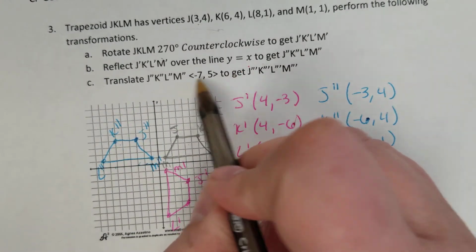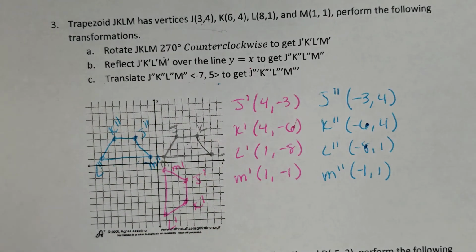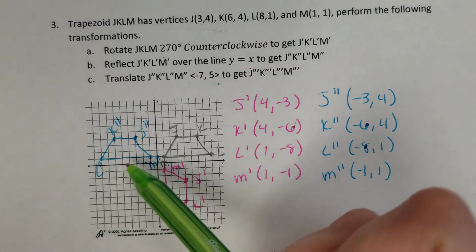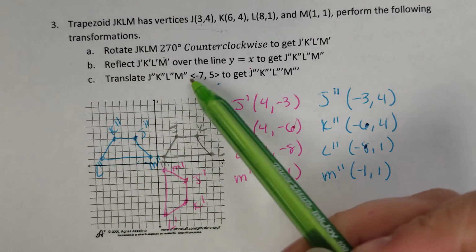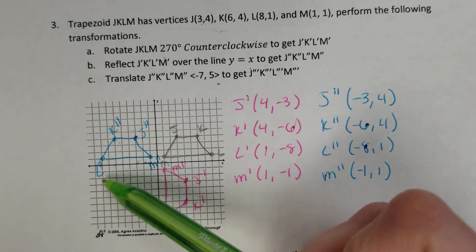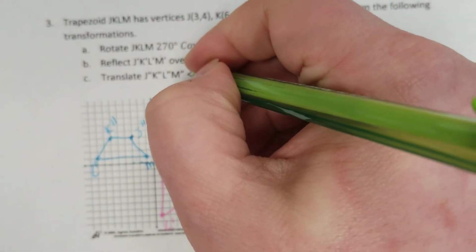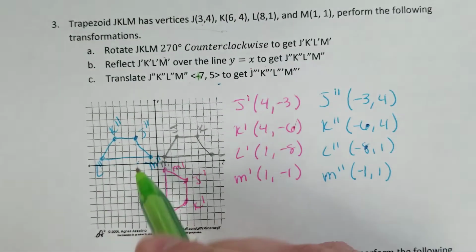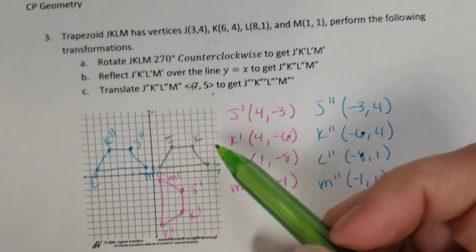Now, our last one is to translate -7, 5, right? So that means we're going to take this and change it a little bit because -7 means to the left 7, and we don't have room for that. So let's make it +7, 5, and move it to the right 7 and up 5.